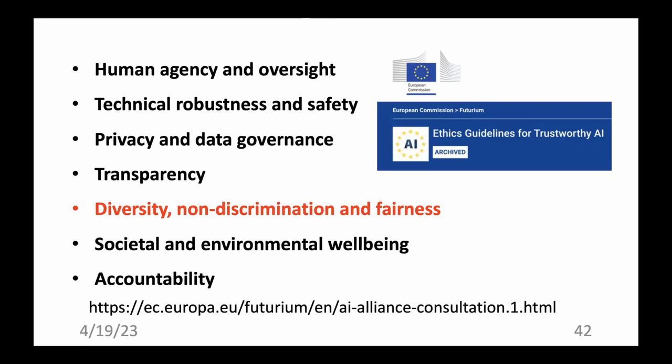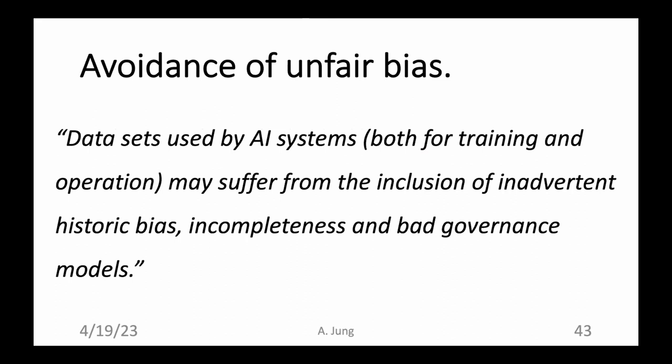The next requirement is called diversity, non-discrimination, and fairness. Here we must ensure the avoidance of unfair bias. The data sets used in AI systems, both for training and operation, may suffer from the inclusion of inadvertent historic bias, incompleteness, and bad governance models. So this is related to the choice of local data sets. The local data sets, for example, should include each group of a whole population.